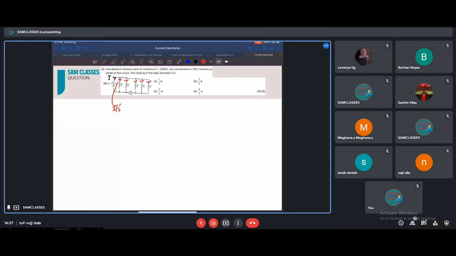Then what will happen? How much will be the current coming back? See, I by 5 went from here. So this I by 5 will be coming. This also I by 5 will be coming. And this also I by 5 will be coming. So how much current will be measured by this ammeter? Tell me. 3 by 5 I. Yes or no?